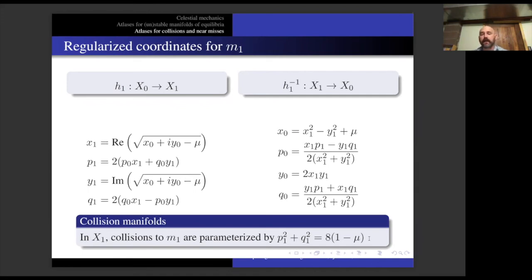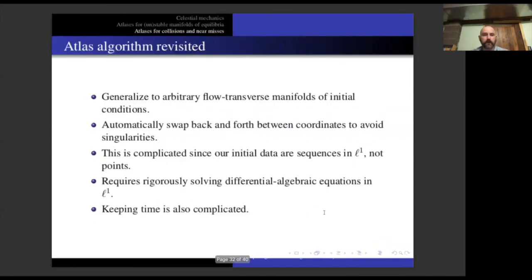So this is where I'm going to get my hands on the collision version of the local manifold that I need to start doing analytic continuation. The kind of revisions that we need to make for the Atlas algorithm for the equilibria is that we need to implement it in such a way that it applies to arbitrary flow-transverse manifolds of initial conditions. I have a picture of that that Jay made on the next slide.